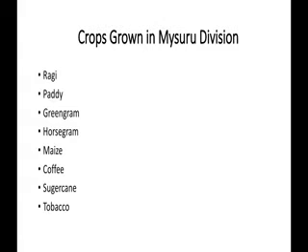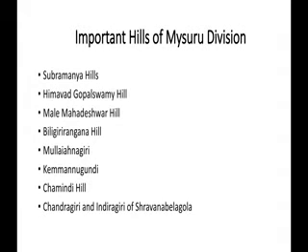Next, the division has many small and big mountains. Let's see which are the important hills of the Mysore division. First is Subramanya Hills, Himavad Gopalaswamy Hill, Male Mahadeshwara Hill, Biligiri Rangana Hill, Mullayanagiri and Kemmanagundi, Chamundi Hill, Chandragiri and Indiragiri, Apsarakonda, and Belagwa. These are some famous mountains of the Mysore division.